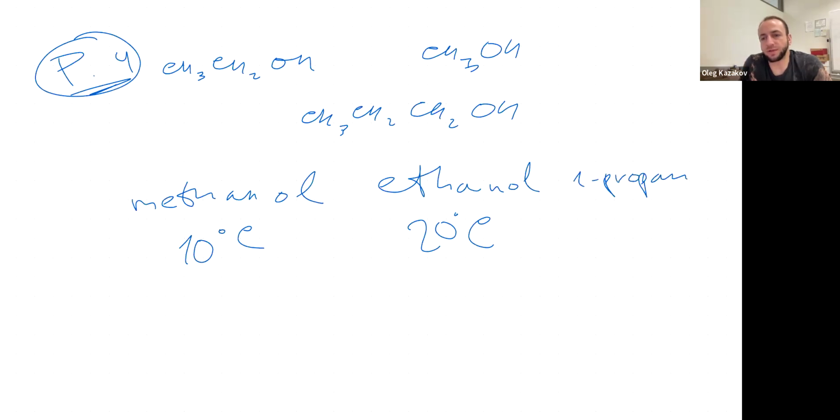So maybe it's going to be, let's say, a 30 degrees Celsius boiling point, right? Because it will have the highest number of carbons in the alkane part of the molecule. All right, so that's what we have in terms of the trends for the boiling point here.